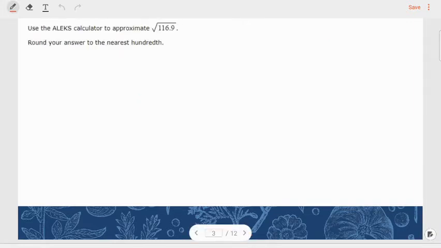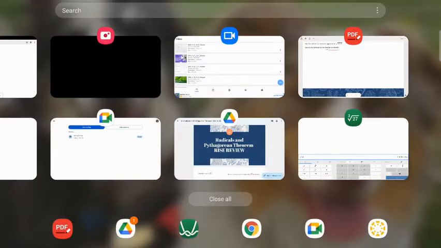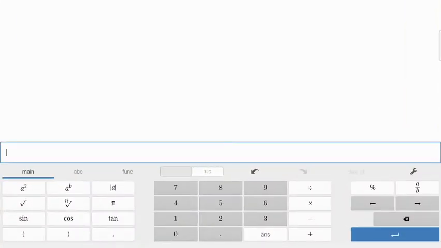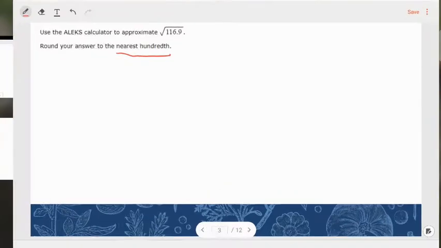Let's look at our next example. The next question says, use a calculator to approximate the square root of 116.9. I can do that similar to what I just did. This one says round to the nearest hundredth. So the square root of 116.9. Whoops, I missed a value. And it says nearest hundredth. That's 2 decimal places. So 10.81, and the 2 after the 1 says, yeah, keep it. So 10.81.